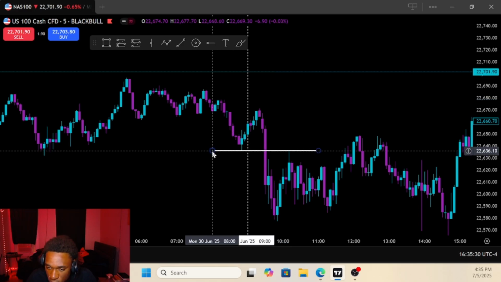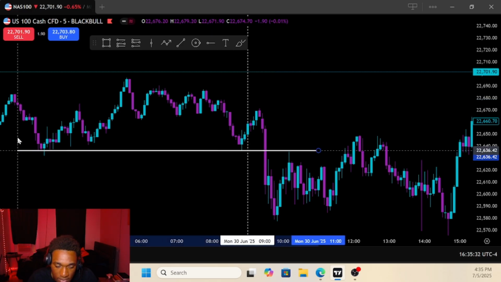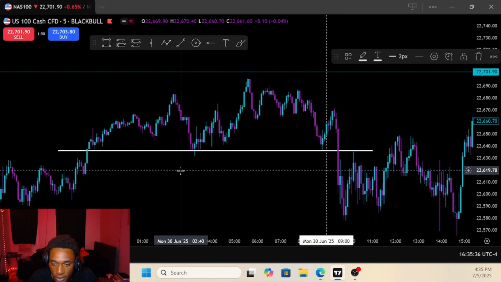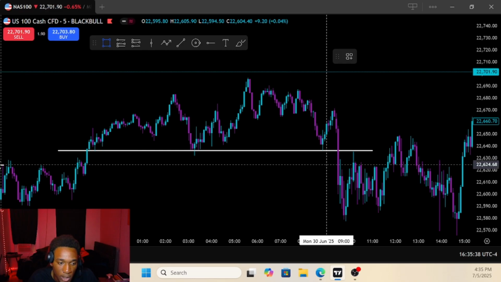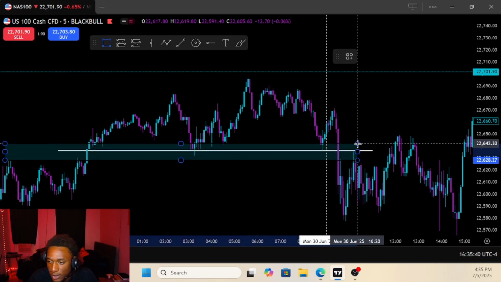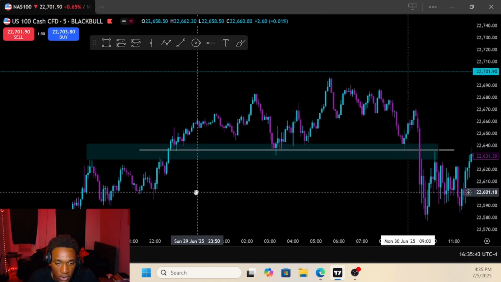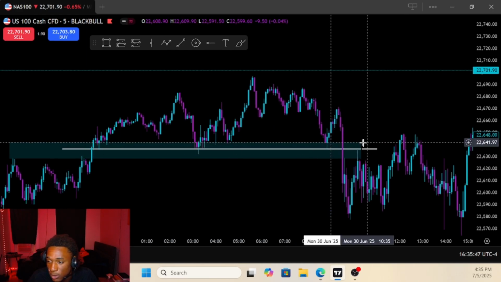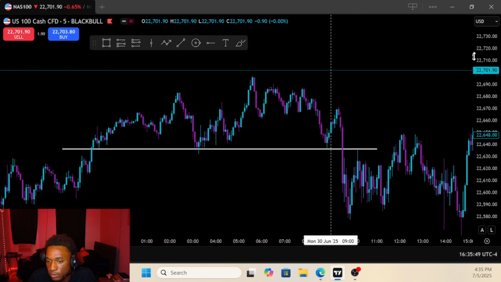Before that, we're just looking for support and resistance. Same thing, strong support level. We got multiple touches. It's a whole area, so we can use a box also. And as you can see, we got one, two, three, four touches. Strong support level.